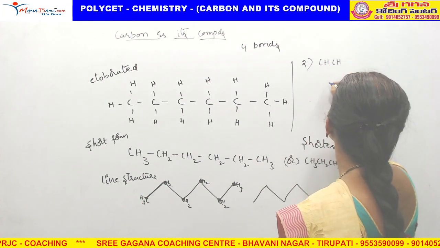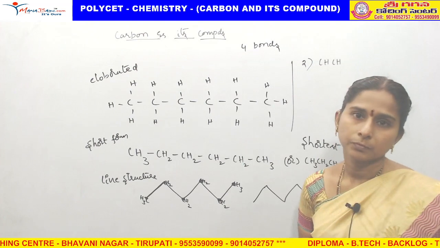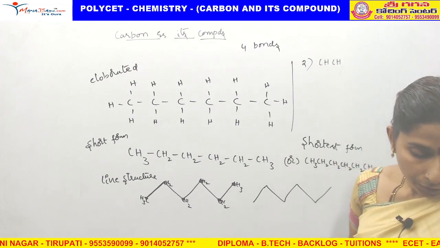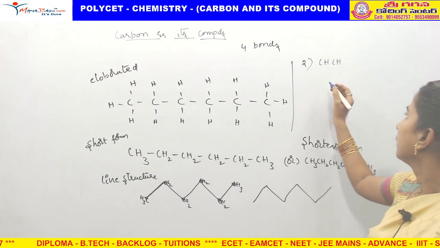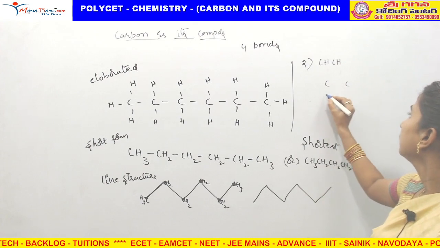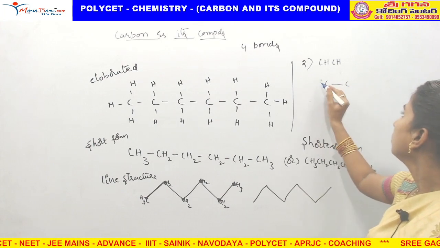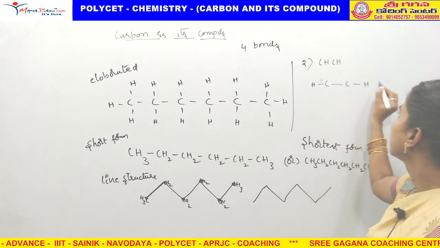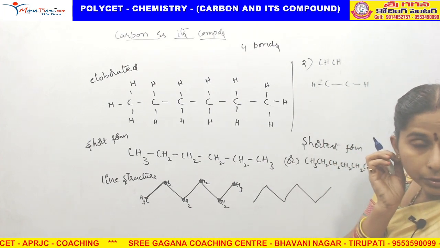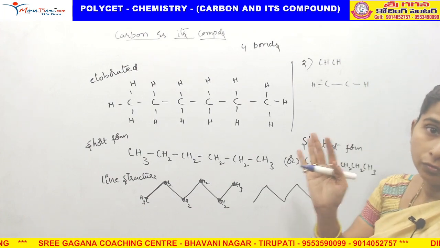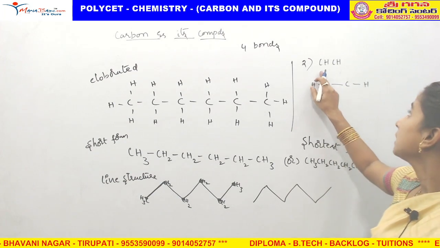And second example, CH is there. Which representation is this one? Shortest form. In this form there are no bonds, right? Carbon is there. Each carbon has hydrogen, meaning one bond with the hydrogen. Is it correct? Is the valency satisfied for carbon? Carbon should have how many? 4 valency. But here carbon is satisfied with only 2 valency. Is it possible? No.